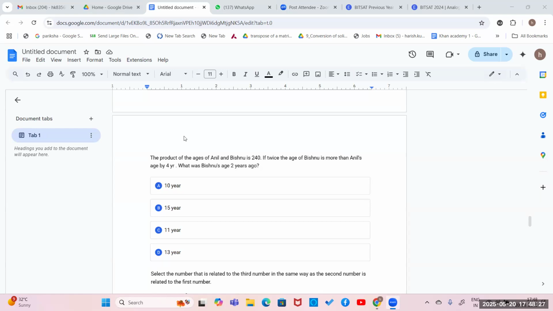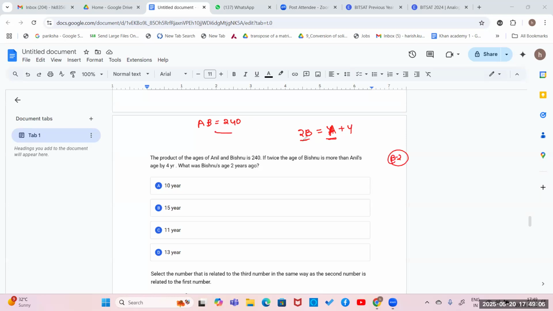Okay, so the product of the ages of Anil and Vishnu is 240. So AB is 240. If twice the age of Vishnu is more than Anil's age by 4 years, so 2B is equal to A plus 4. What was Vishnu's age 2 years ago? So we have to calculate B minus 2.